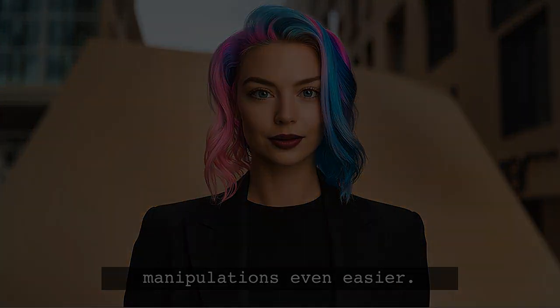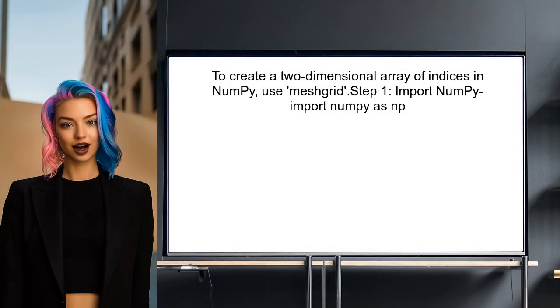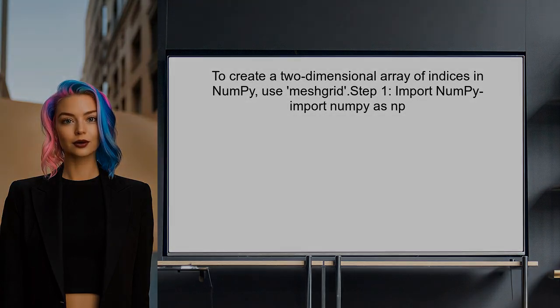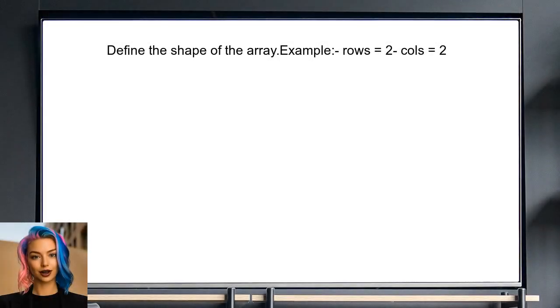To create a two-dimensional array of indices in NumPy, the user can utilize the NumPy function called meshgrid. This function generates coordinate matrices from coordinate vectors. Next, the user should define the shape of the array they want. For example, if the user wants a 2x2 array, they can create two ranges, one for each dimension.